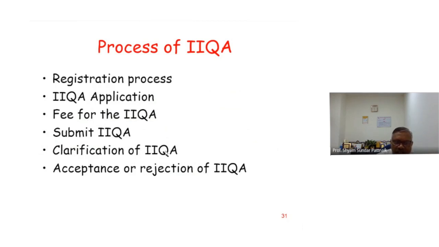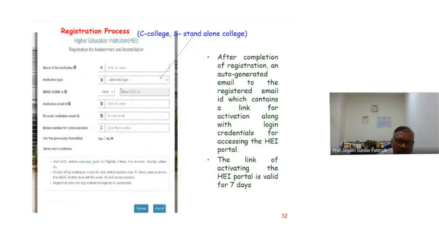Clarification on the IIQA may also be asked for, so give the clarification on that. Once you give the clarification, there will be either acceptance or rejection. If there is acceptance, then you move to the next stage. If there is rejection, you have to make changes again, and you have the option of submitting thrice in a year. So this is the first stage after the registration, and you'll get a screenshot like this, as shown here.